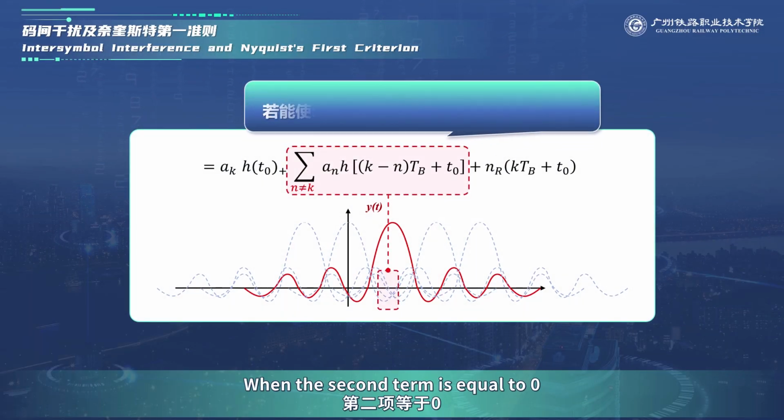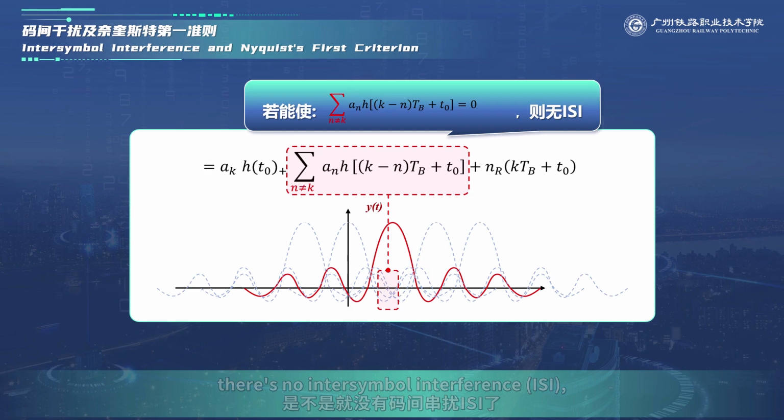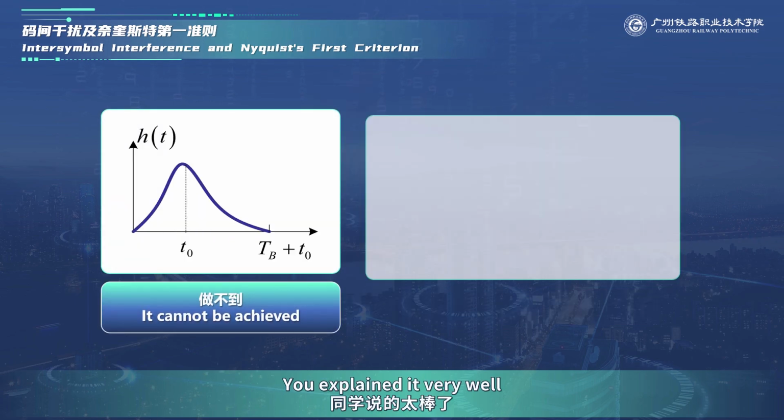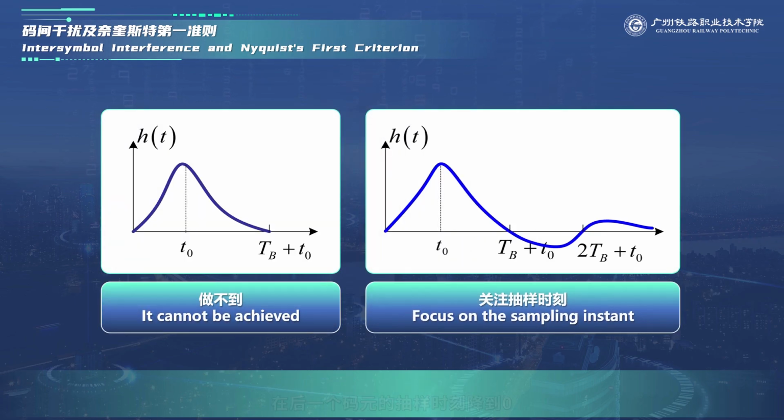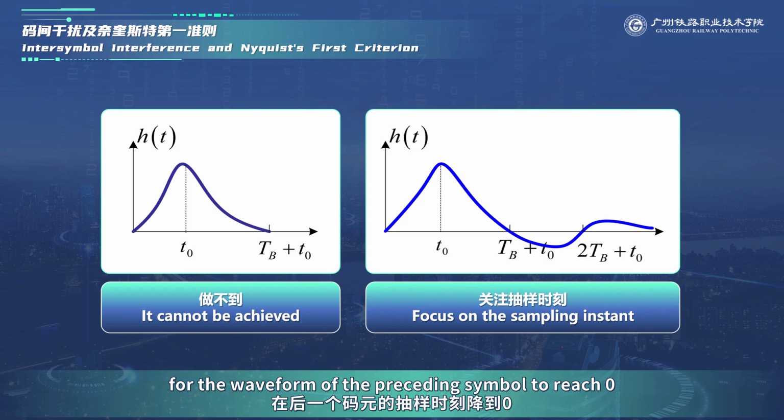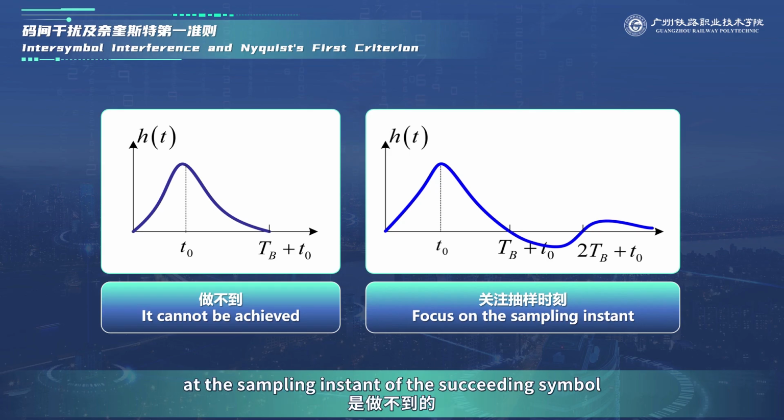When the second term is equal to 0, there is no intersymbol interference. Easy, right? You explained it very well. It's impossible for the waveform of the preceding symbol to reach 0 at the sampling instant of the succeeding symbol.